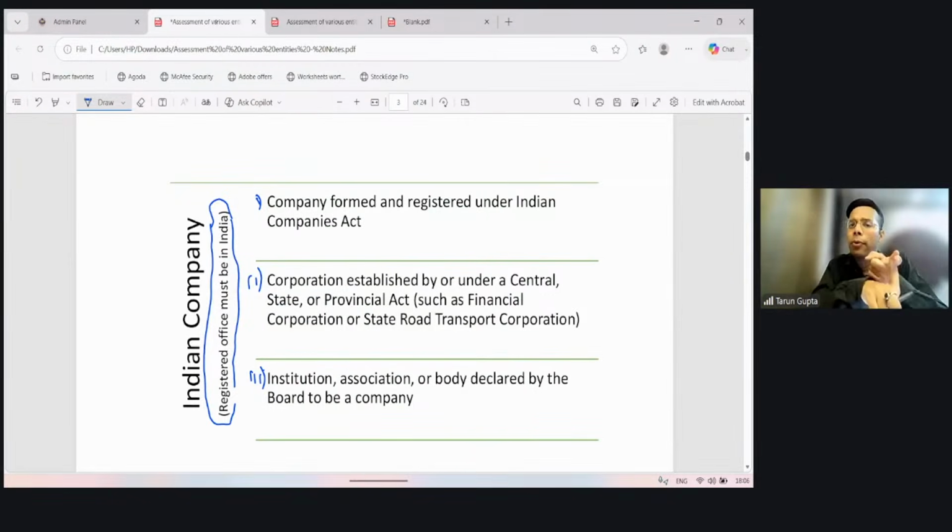So we discussed what we understand by the meaning of the word company. Company includes an Indian company. And now we are discussing the meaning of the Indian company. All these Indian companies are also treated as a domestic company. Okay.